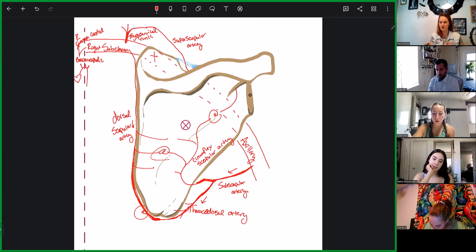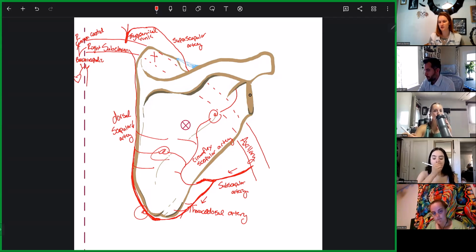Okay, do these anastomoses make sense? We've got all of the named arteries put on here. Now we did have a couple other arteries that we started talking about with the spaces, like the quadrangular space, the triangular interval and the triangular space. So maybe let's just throw one or two of these on.